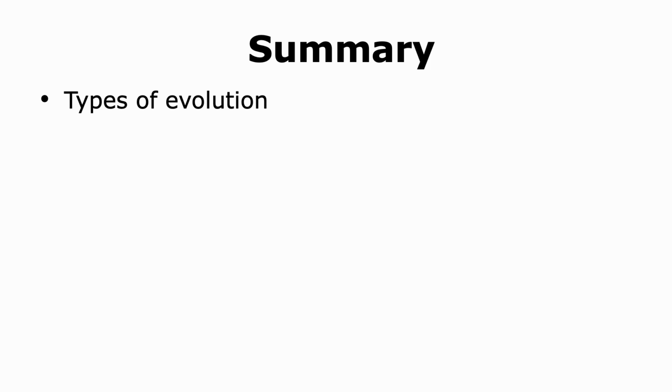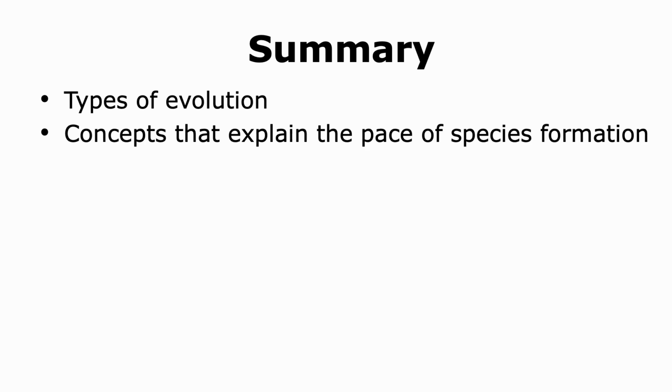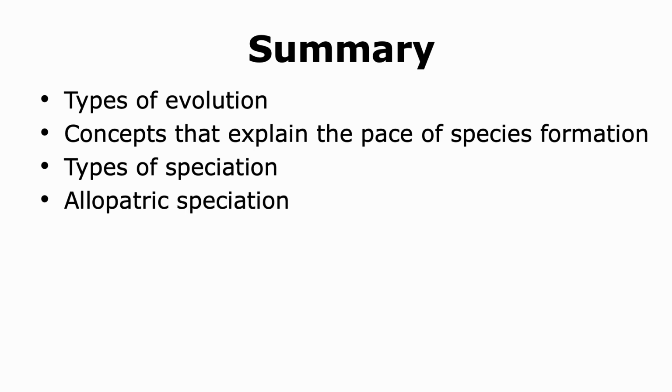With this, we come to the end of the talk where we learned about the types of evolution that occur in population, namely anagenesis and cladogenesis. We also learned about the concepts that explain the pace at which species form, which is gradualism and punctuated equilibrium. We also learned about the different types of speciation and focused more on allopatric speciation and sympatric speciation.